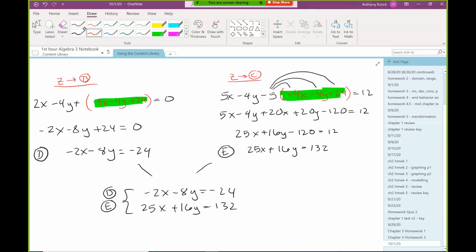Notice, though, that when I do that, I'd have to divide both sides by negative 8, which would create a fraction on the x, right? But if I use equation D and I isolate the x, when I divide by negative 2, I won't be left with any fractions that way, because 8 divided by 2 is a whole number, and 24 divided by 2 is a whole number. That's the route that I would go, because it allows me to avoid having a fraction.